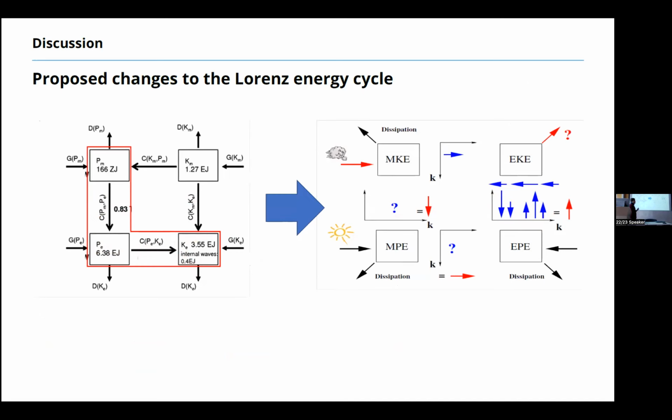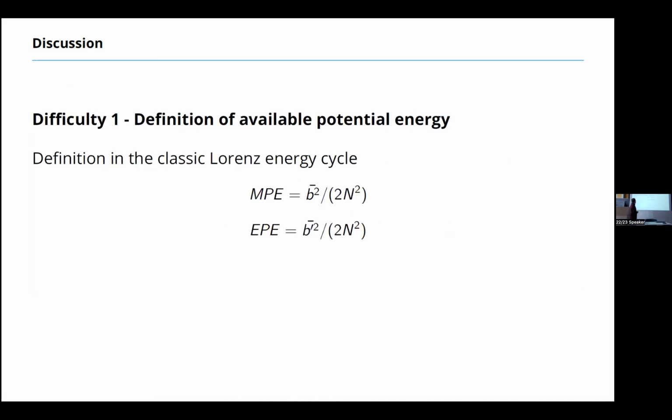And basically, there are two difficulties with the diagnostics as I've done them so far. The first one is the definition of the available potential energy, which in the classic Lorenz energy cycle is given like this. This is only a first-order approximation and depends on n, which is not so easy to define in a realistic global model.